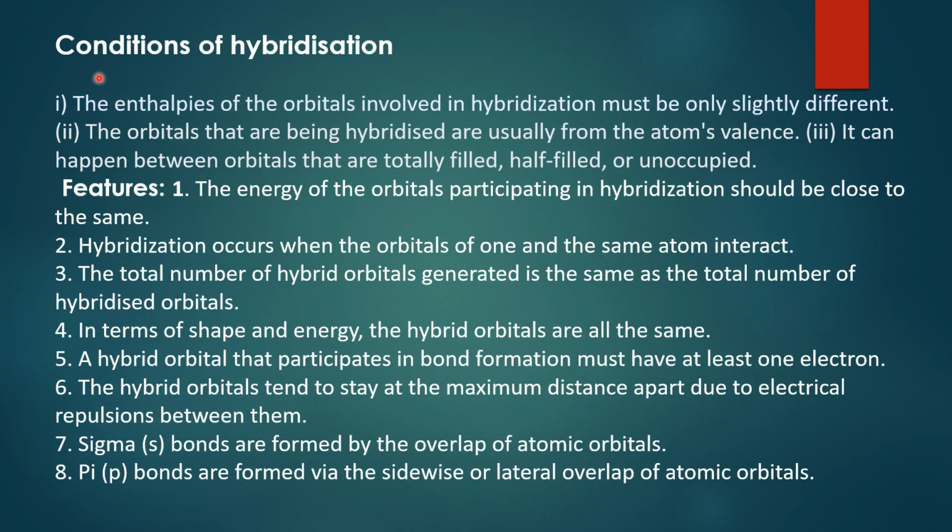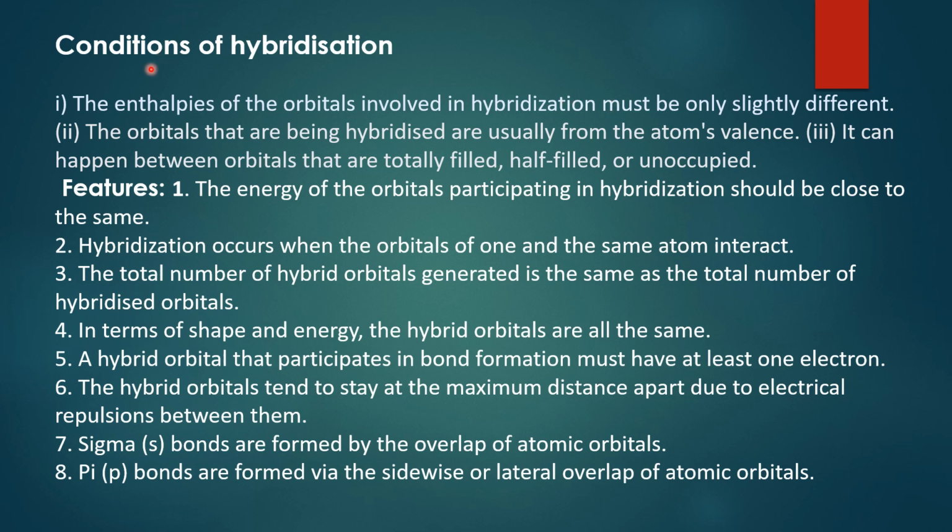Students, you must learn the conditions required for the hybridization technique and also the features of the hybridization process. The first condition of hybridization is that the enthalpies of the orbitals involved in hybridization must be only slightly different. Whatever atomic orbitals are involved in hybridization must possess either identical enthalpies or slightly different enthalpies.